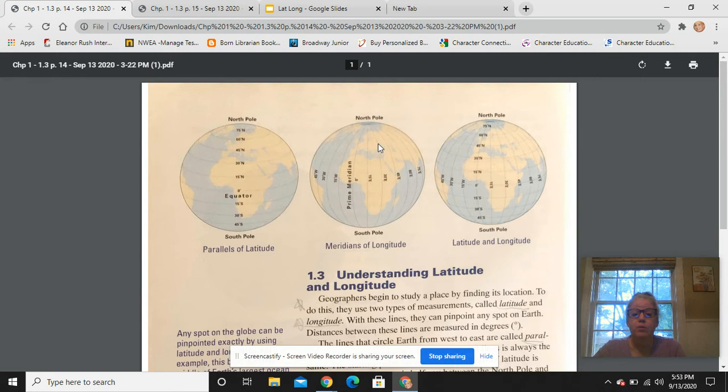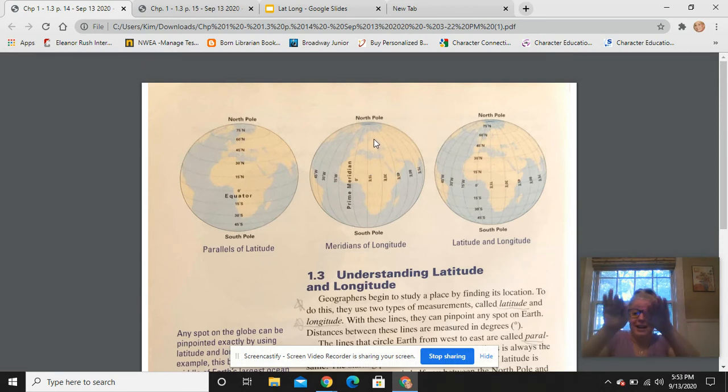So if you think about a globe or the Earth as a sphere, right? So as the lines start at the top and they go around, they're going to kind of curve a little bit because the Earth is curved. So the prime meridian is 0 degrees longitude.